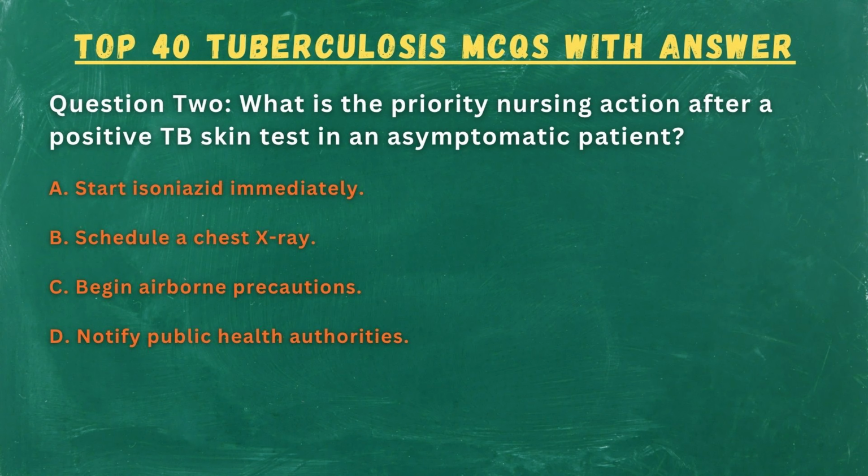Question 2. What is the priority nursing action after a positive TB skin test in an asymptomatic patient? A. Start isoniazid immediately. B. Schedule a chest X-ray. C. Begin airborne precautions. D. Notify public health authorities. Answer. B. Schedule a chest X-ray.